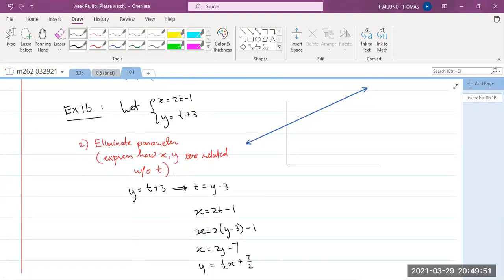Okay, so eliminating the parameter is one way to get the graph of that parametric curve. But not every parametric equation can be graphed using this method. To say that you can always do this is misleading. No, it's not true. Most of the time we cannot eliminate the parameter. But for the easy ones, we possibly can do it. Is it okay?